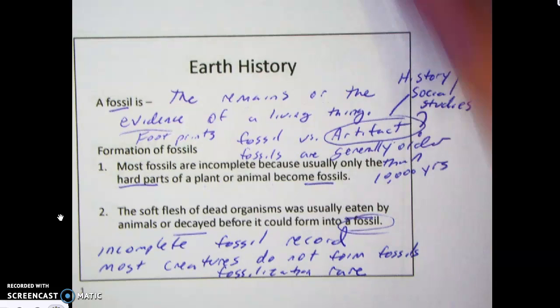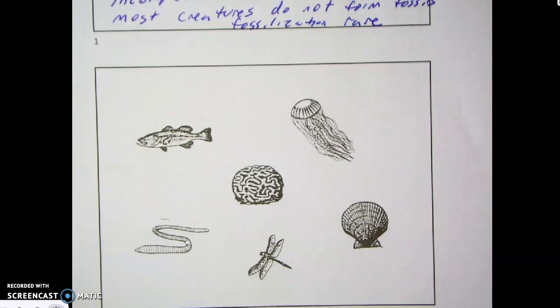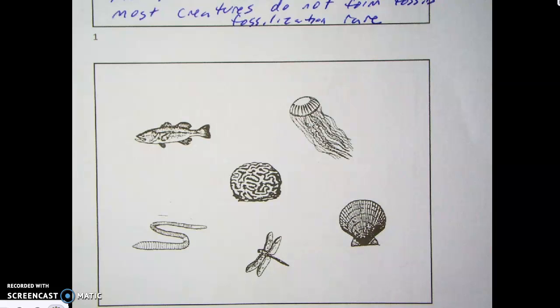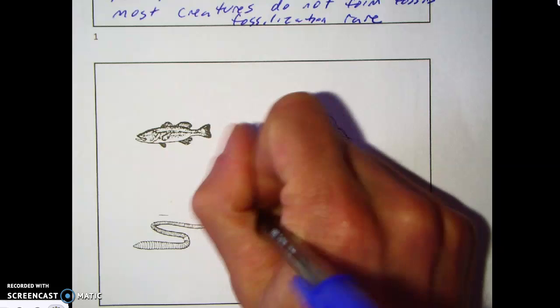Now, if we take a look at the next image here, it's showing diagrams of different types of organisms. Most of them should be familiar to you. The one in the middle might not be. This is what's called a brain coral.